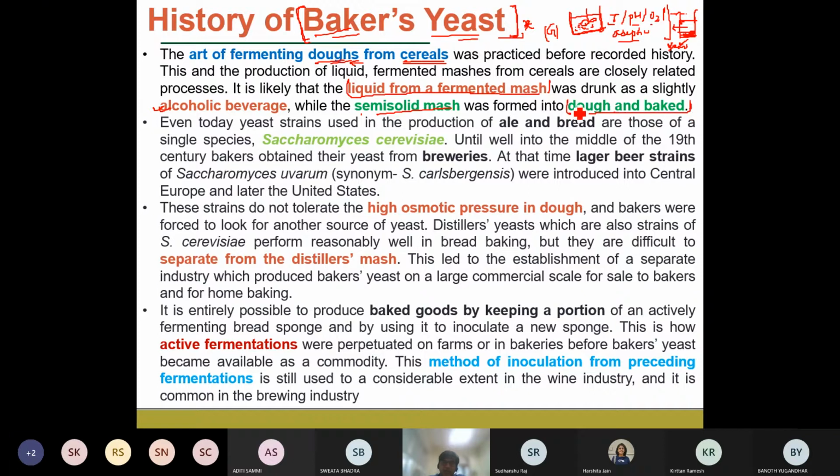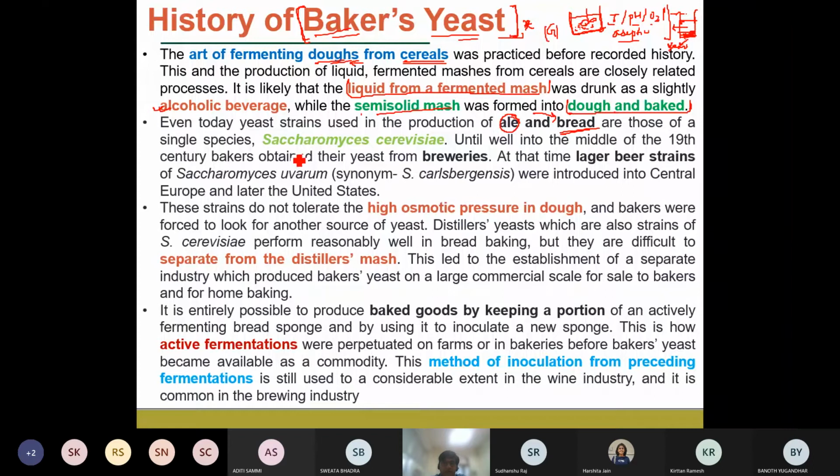So this semi-solid portion was added into dough and bakery products. But the liquid from the fermented mash formed the product ale. Now what is ale? Ale is an alcoholic beverage, and it contains an alcohol content of almost 4 to 5%, and the rest, the semi-solid mash, formed part of the bread making process.